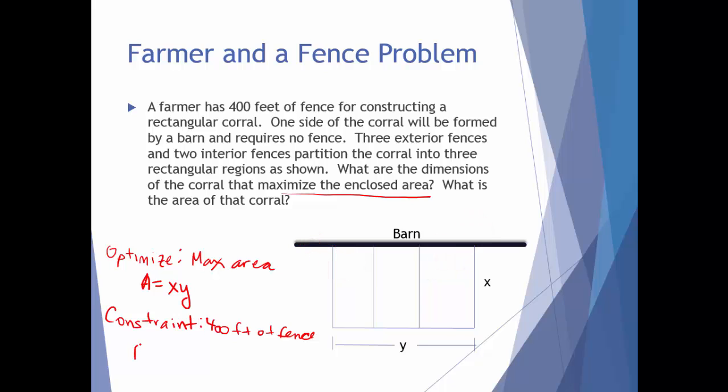So our particular perimeter equation is going to be, you have 1y, because you don't need any fence along the barn, so you're going to have 1y, and you're going to have 1, 2, 3, 4 x's. And when you're done adding all that together, you're going to get 400 feet. So that's our optimization equation and our constraint equation that we're going to use.